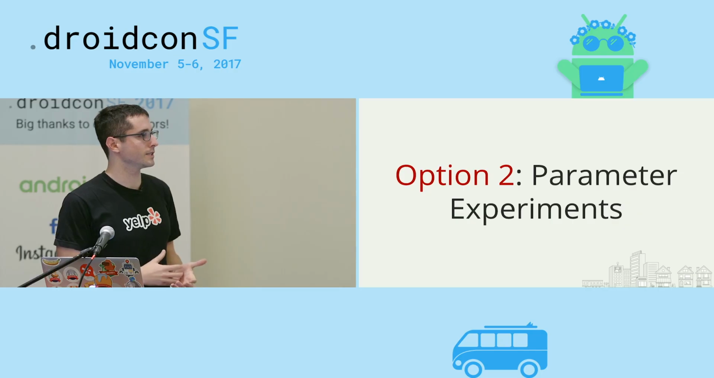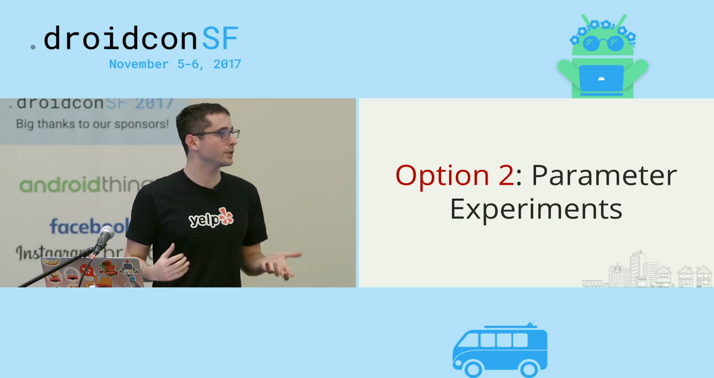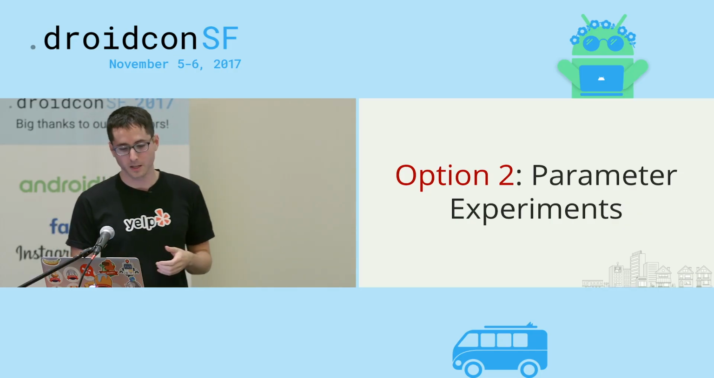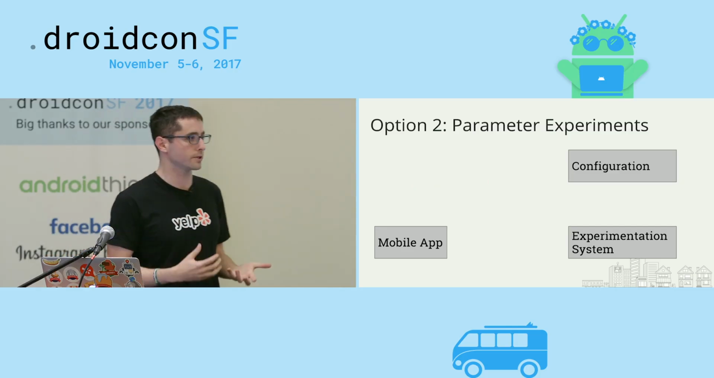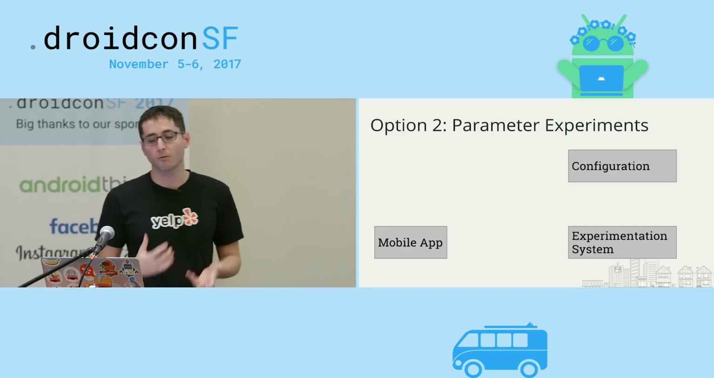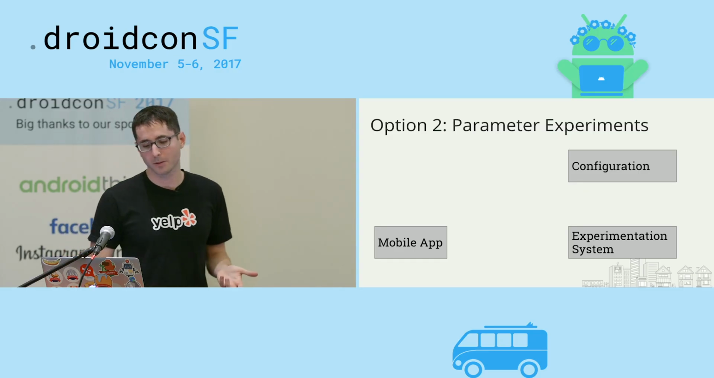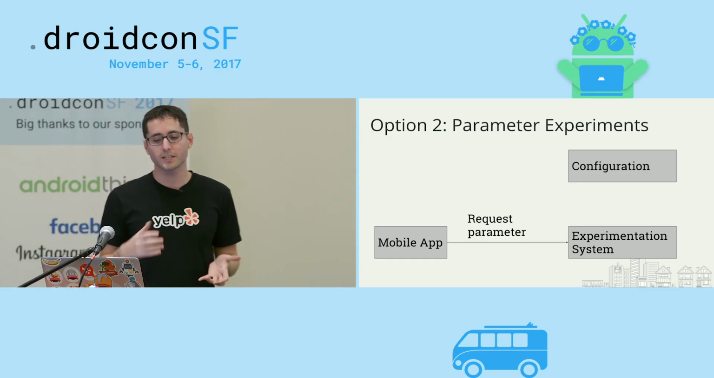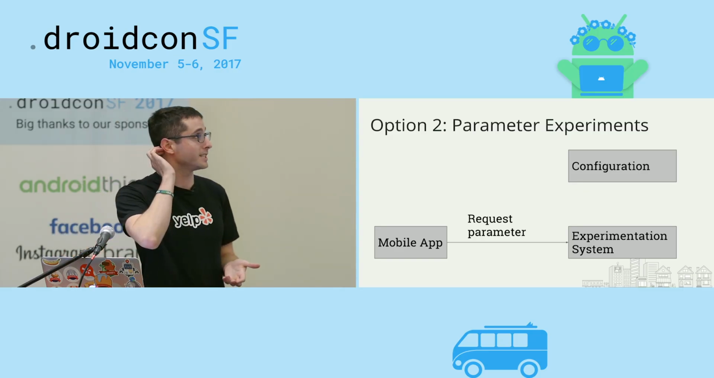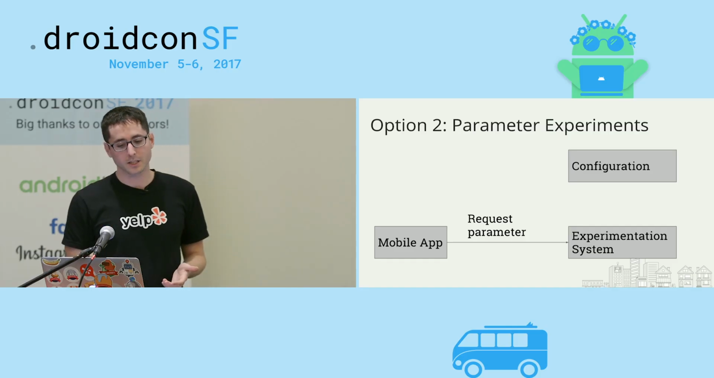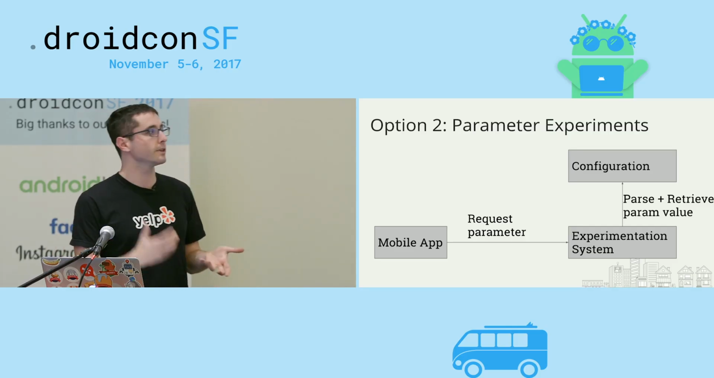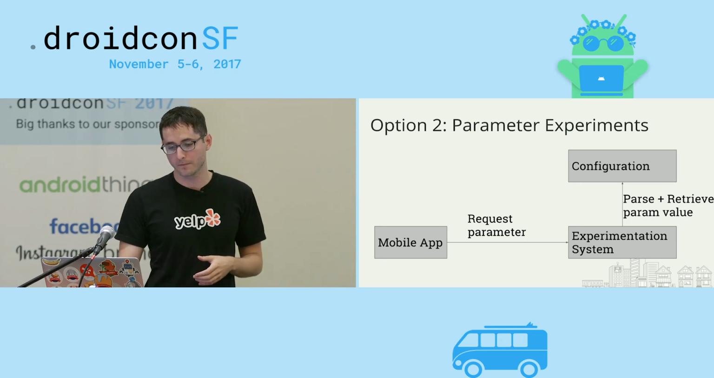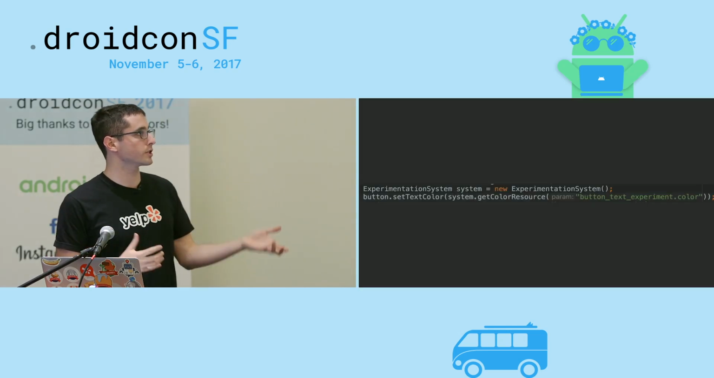So the way to solve this is something that I'm not exactly sure what their official name is, but I call them parameter experiments. And the idea here is that instead of requesting cohorts from something, you request parameter values. So you have a mobile application, and that requests a parameter from your experimentation system. Then the experimentation system again reads a configuration file, and it retrieves the appropriate parameter value. Now, your code is just going to look something like this.